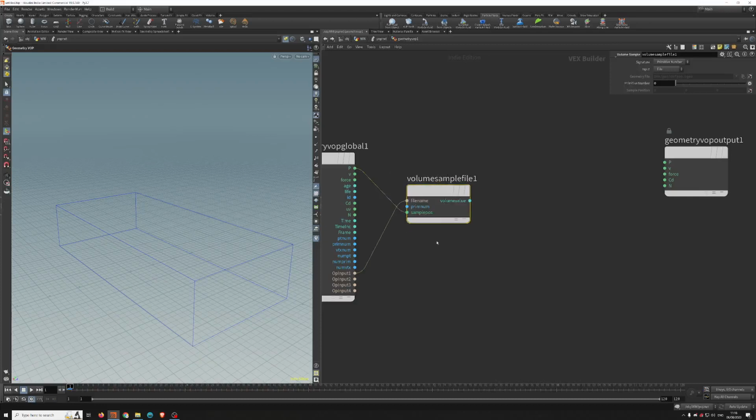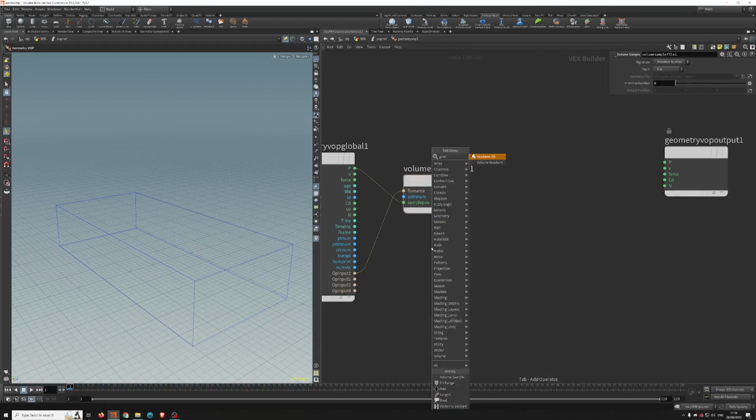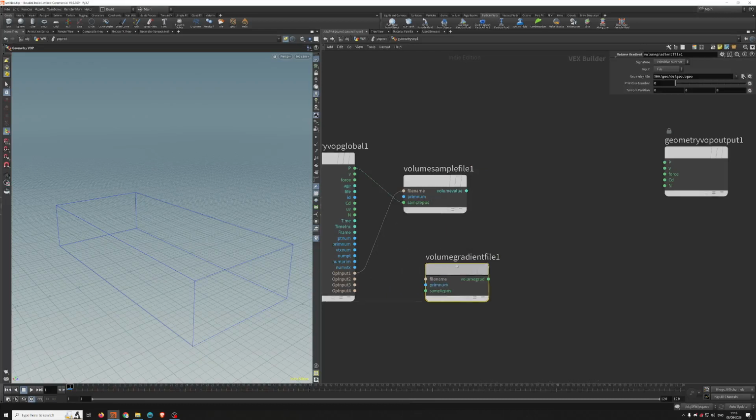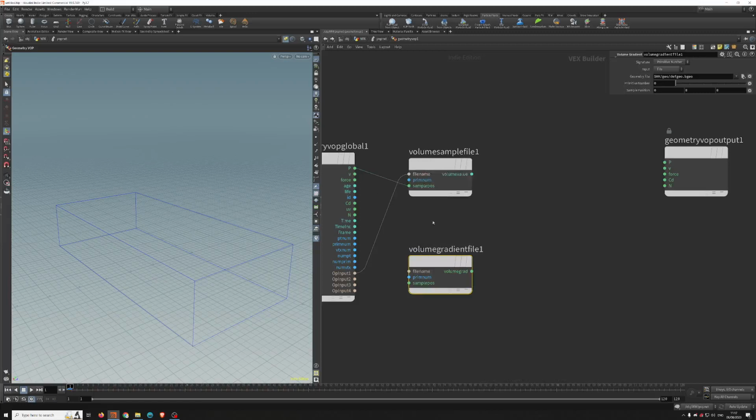Let me explain it in a simple way. I'm talking about the volume, the geometry, and the fluid. We have the fluid, so we need to know the direction. For the direction, you will use the volume gradient, and the volume gradient is similar to the normal in the geometry. Now we are talking in the volume context, and in the volume context it expects the gradient, so to say, the normal of the volume.